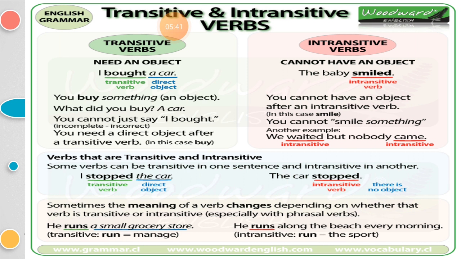Another point is that some verbs can be transitive in one sentence and intransitive in another. For example, I stopped the car. Stop is the main verb, and here it is a transitive verb because it is followed by the direct object, the car. And in the same sentence, with the same word, the car stopped. After stop, it is not followed by an object. There is no object, so it is intransitive. Sometimes the meaning of a verb changes depending on whether that verb is transitive or intransitive, especially with phrasal verbs. He runs a small grocery store.